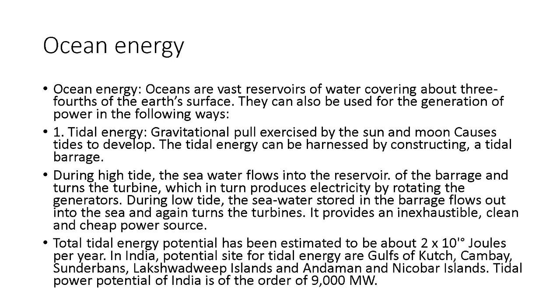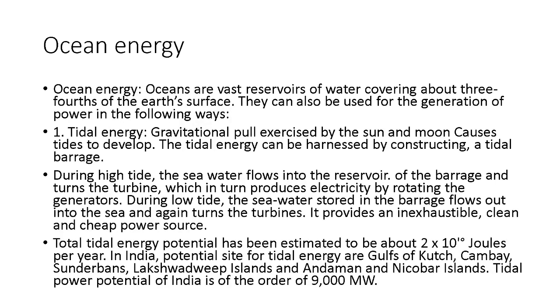Okay, so during high tide, the sea water flows into the reservoir of the barrage and turns the turbine, which in turn produces electricity by rotating the generators. During low tide, the sea water stored in the barrage flows out into the sea and again turns the turbines. It provides an inexhaustible, clean and cheap power source. That means during both high tide and low tide we are getting energy. The total tidal energy potential has been estimated to be about 2 to 10 raised to 10 joules per year. As we know, India has a big coastline, covered by the sea on three sides. So this is one of the potential energy sources which we can use.